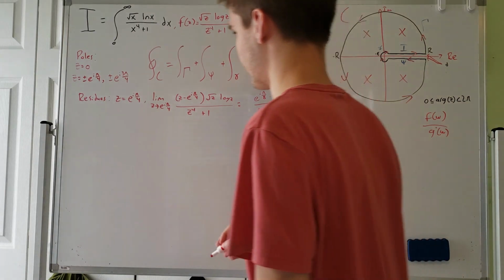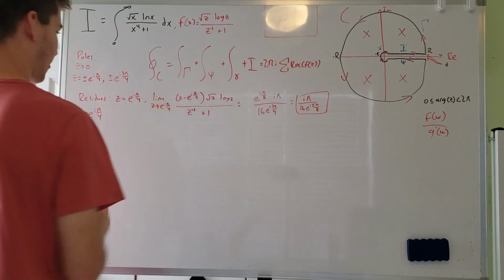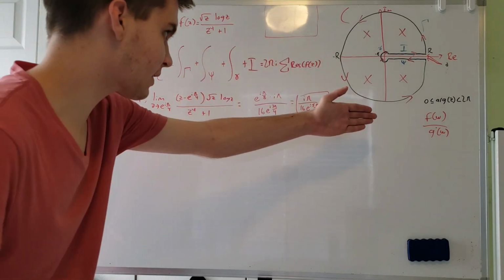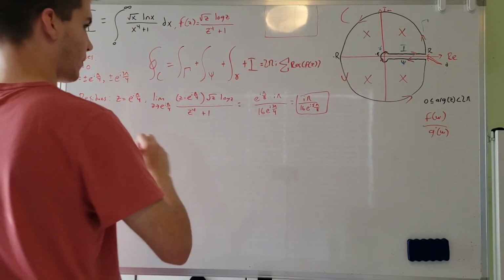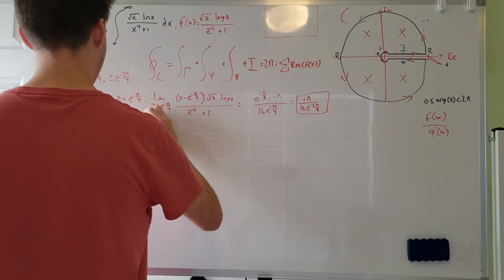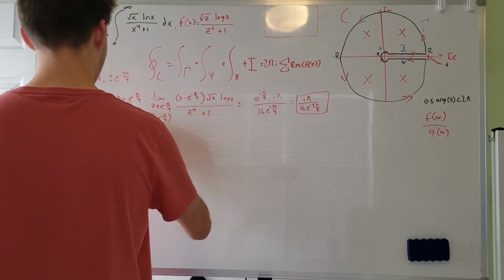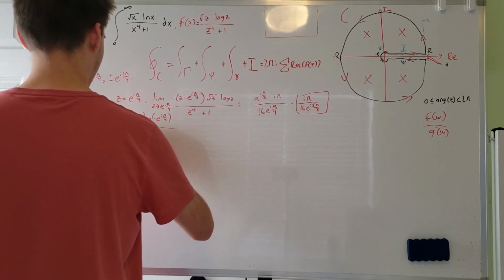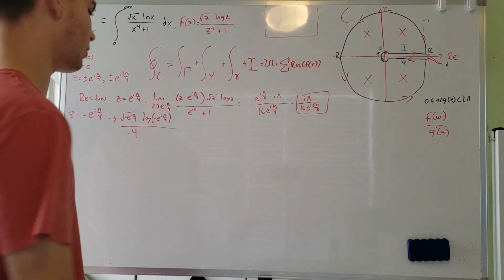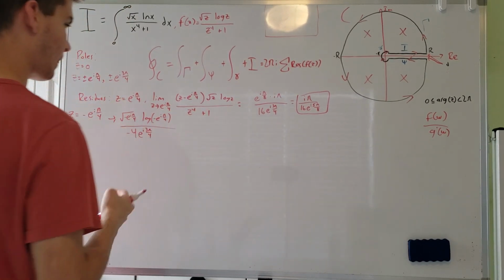Okay, that's one residue. Now, for z equals negative e to the i pi over 4, we know we're going to have the same setup, but with a negative e to the i pi over 4, but we're just going to skip ahead and use that. So we're going to have the square root of negative e to the i pi over 4, which I will get to, as well as the logarithm of negative e to the i pi over 4. And then we're going to have a negative, because when we have 4z cubed and we plug in a negative for z cubed, the negative is going to stay. So we'll have e to the i 3 pi over 4.